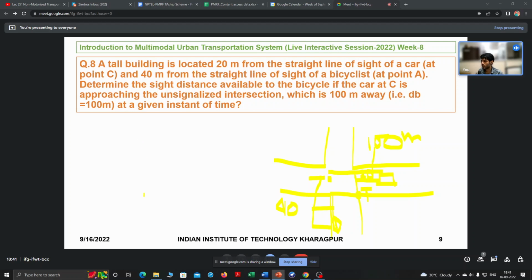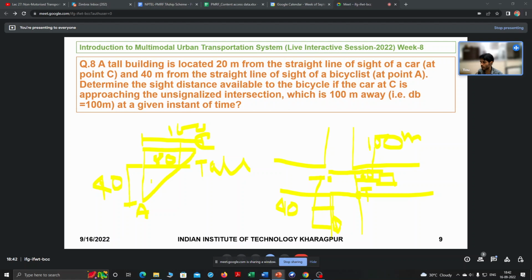So let me draw a triangle here. Suppose this is the point C, this is the point A, and this is the tall building point. From car to tall building, this distance has been given as 20 meters, and the total has been given as 100. So if it is 20 and the total is 100, this line is 80, right? And from tall building to this distance has been given as 40.